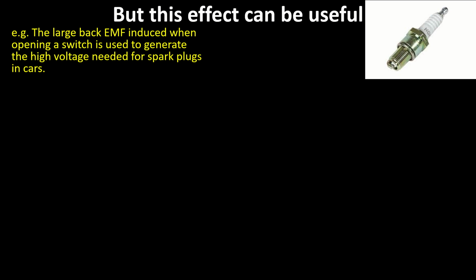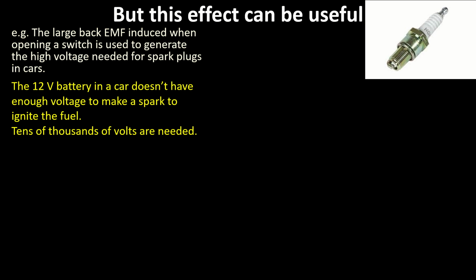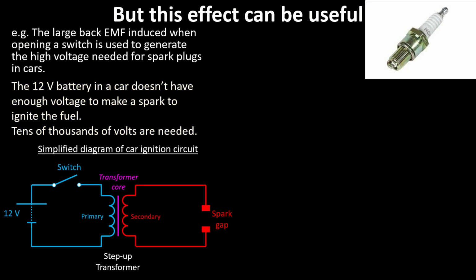Now, spark plugs need tens of thousands of volts to actually generate a spark, but a car battery is only 12 volts. There's not enough voltage from the car battery to actually make a spark, so you couldn't ignite the fuel. Like I said, tens of thousands of volts are needed to do that. So they use a circuit with an inductor. Actually, they use a circuit with a transformer, which has similar properties.